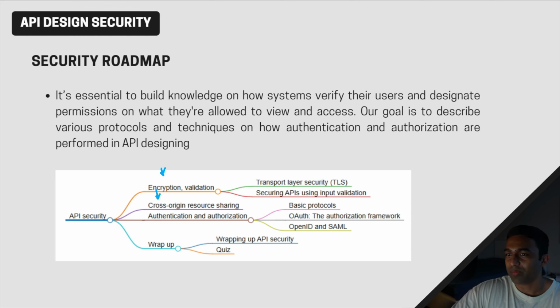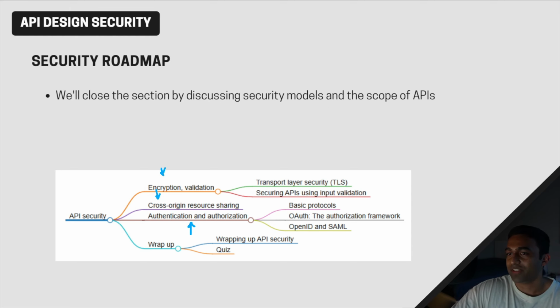And it's essential to build knowledge on how systems verify their users and designate permissions on what they're allowed to view and access. Our goal is to describe various protocols and techniques on how authentication and authorization are performed in API designing. And we'll close this section by discussing security models and the scope of APIs.